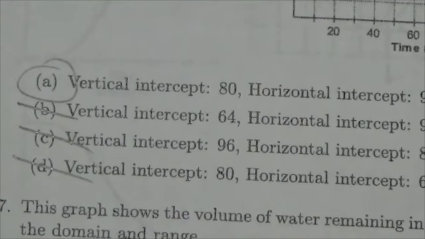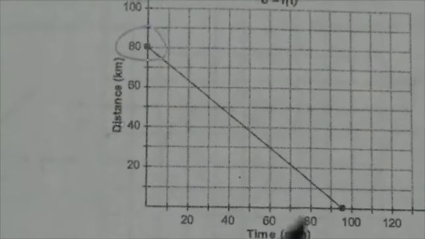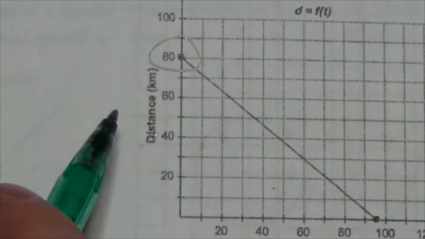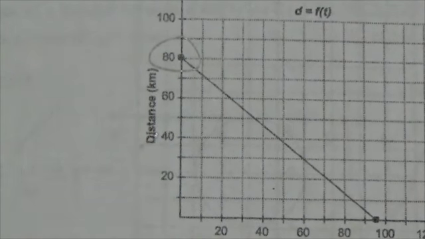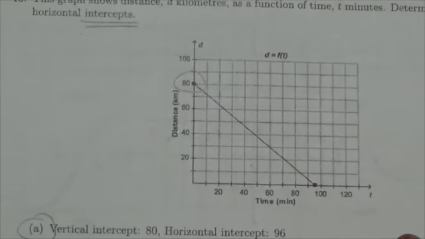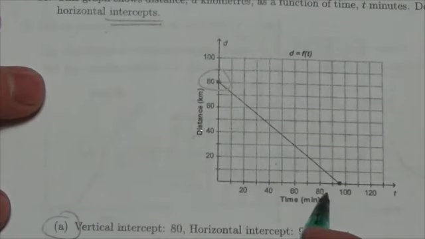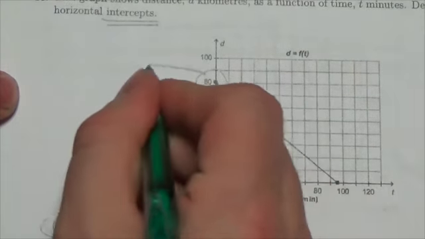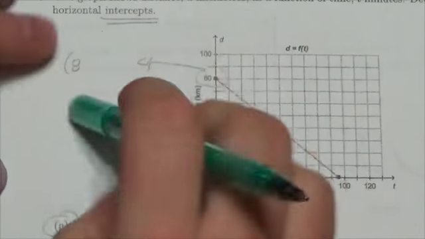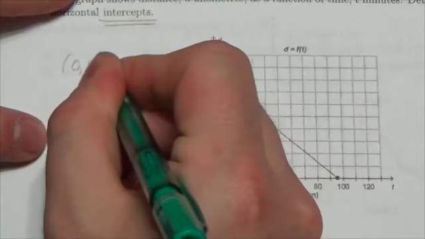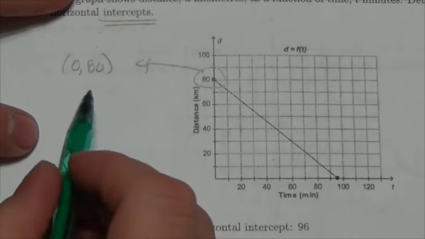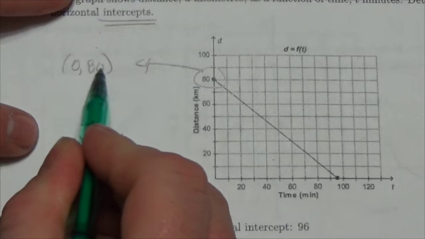Now, before we're done with this question, let's just quickly talk about this. What does this vertical intercept represent? When you get asked what it represents, I need you to interpret what's going on here. This point right here is the point. Sorry, I was going to write that wrong. It's not 80 comma 0, that's 0 comma 80. Remember that the independent variable is time. So when time is 0, the distance is 80.